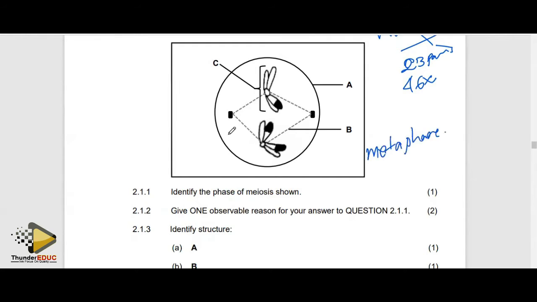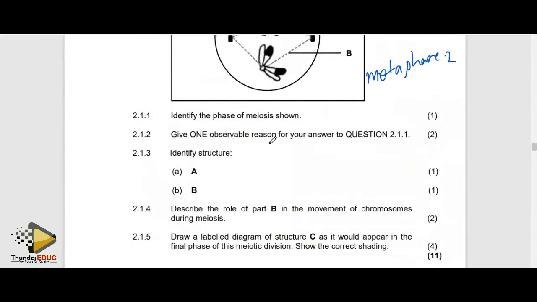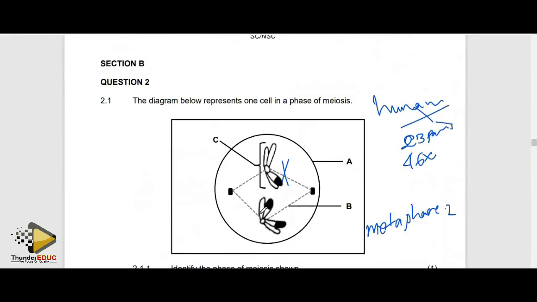But which metaphase? They are single, they are not double. If they had another one here, then they would have been double, so it would have been metaphase 1. But because they are single, therefore it is metaphase 2. So the phase indicated there is metaphase 2. Give an observable reason for your answer: because chromosomes have been aligned along the equator singly.